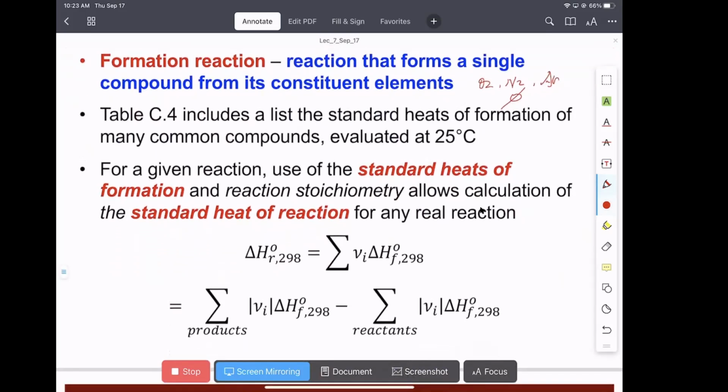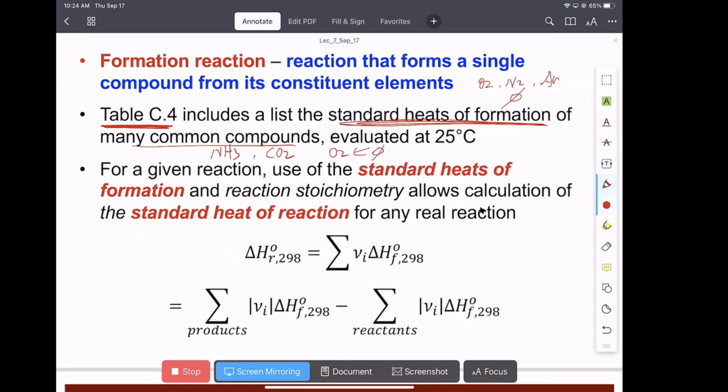The second is, again, we need to visit the appendix, Table 4. A reminder, we shall visit two different types of appendix in this chapter. One is the appendix with the specific heat coefficient A, B, C, D values. The second is we need to look for the standard heat of formation. There are many compounds. If I have ammonia, you look it up. If I have CO2, you need to look it up. If you have oxygen, then this is zero.